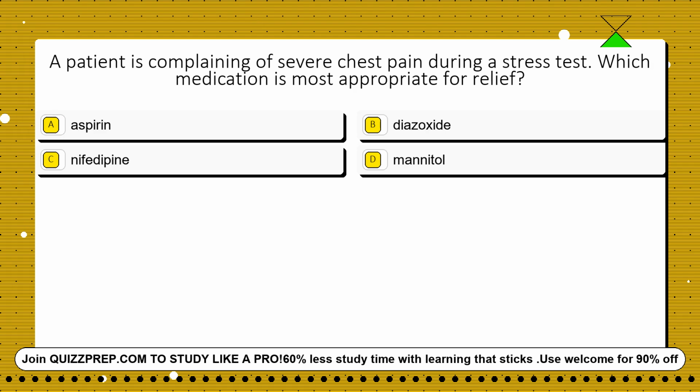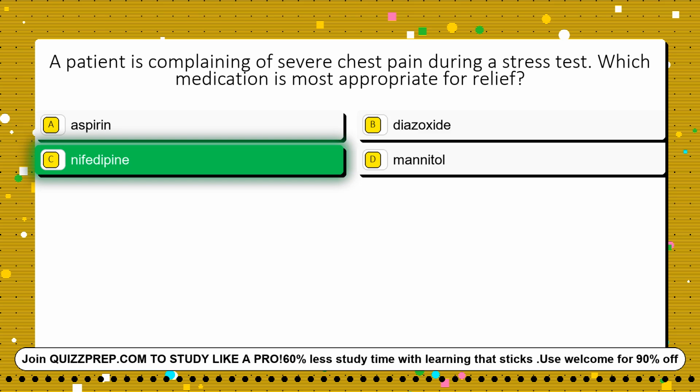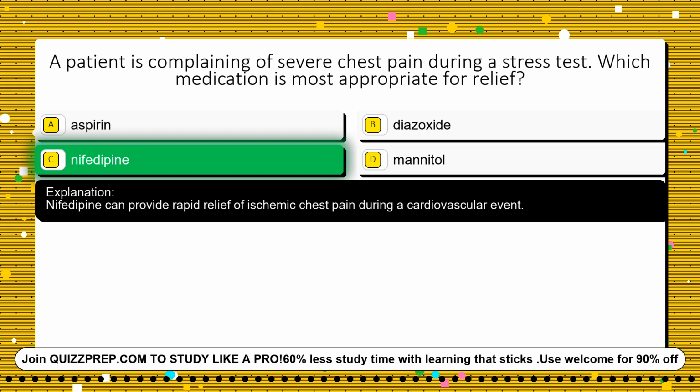Question 63. A patient is complaining of severe chest pain during a stress test. Which medication is most appropriate for relief? Option A, aspirin. Option B, diazoxide. Option C, nifedipine. Option D, mannitol. The correct answer is option C, nifedipine. Nifedipine can provide rapid relief of ischemic chest pain during a cardiovascular event.